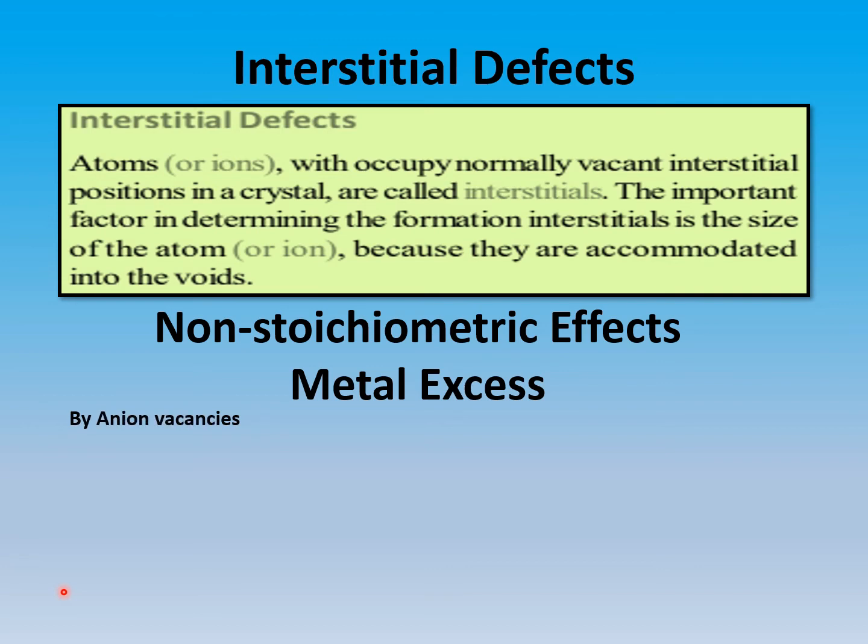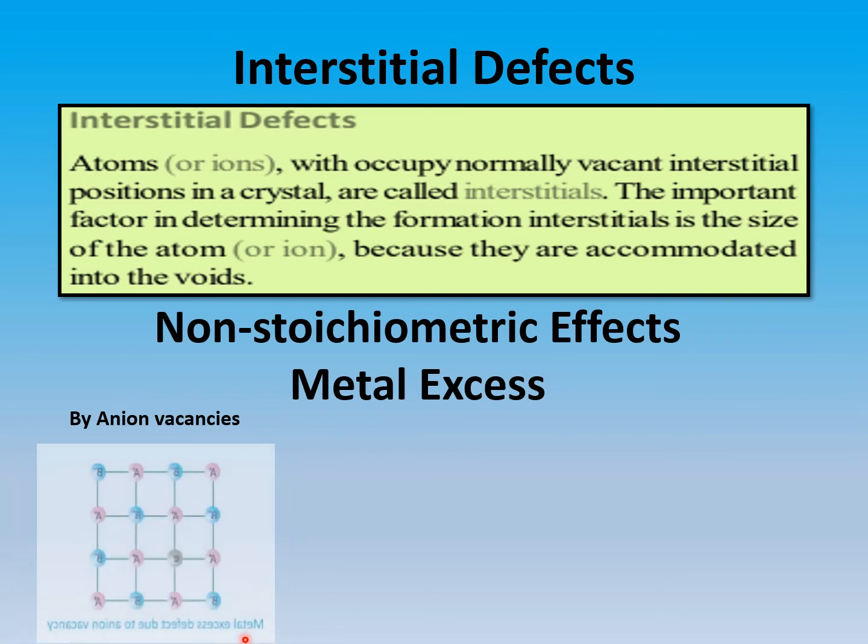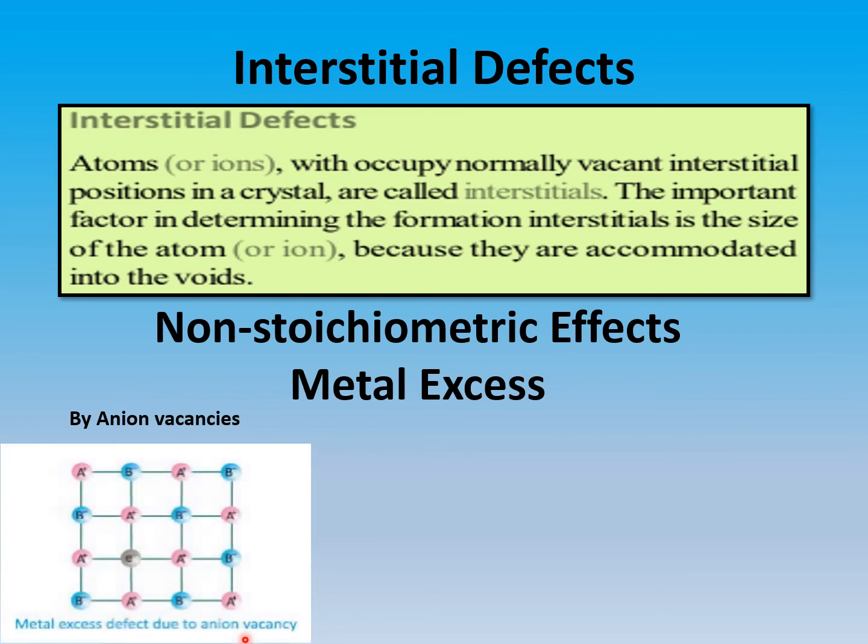In which way is it going to be in excess? By anionic vacancies. If the negative charge is not there, what will happen? The positive charge remains and it will be as it is, so it will be in excess. See in this picture. Here, the anion is not there. Only cations are surrounding it, so it creates a hole in that place.